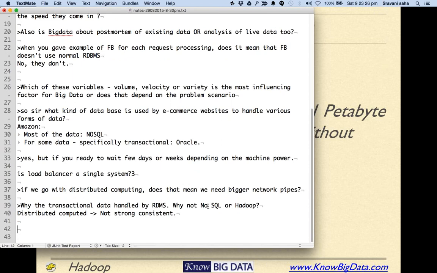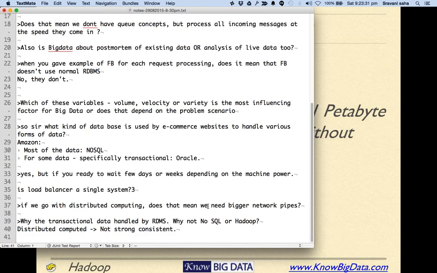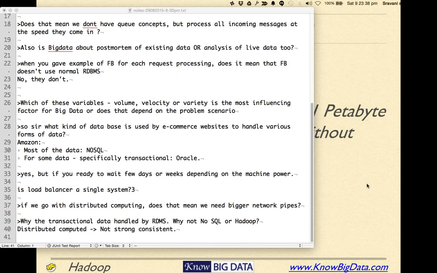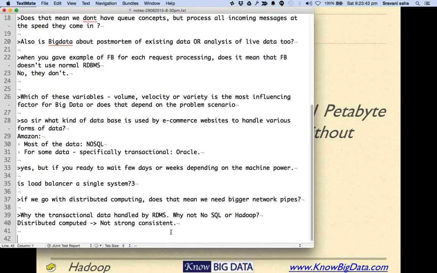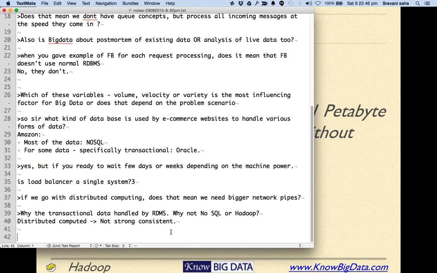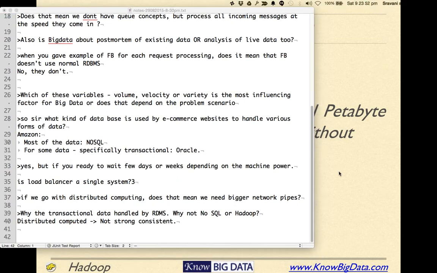This we will cover in a couple of sessions, which is you will understand this. Why do we still need RDBMS? Wherever you need strong consistency, you still go for RDBMS. Or you go for something like HBase, which is strongly consistent, not eventually consistent.